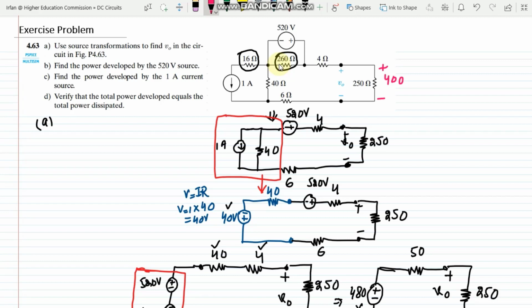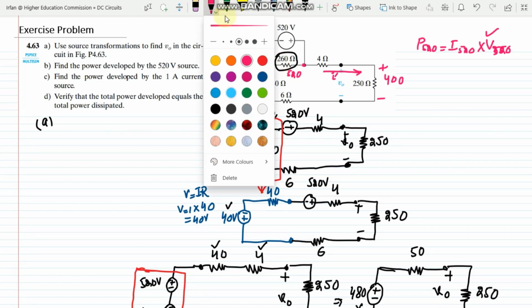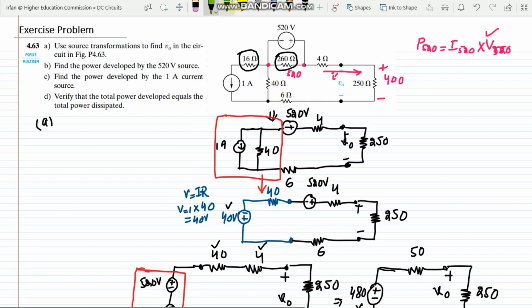Similarly, the voltage which is developed across this one is the 520 volts. Now in order to find the value of the current here, let me call it I prime. In order to find the power delivered by the 520 volt source, I should have the current which is flowing through it multiplied by the voltage of the 520 volt source. As we know the value of the voltage here, we just have to find out the value of the current here. So what is the value of I prime?